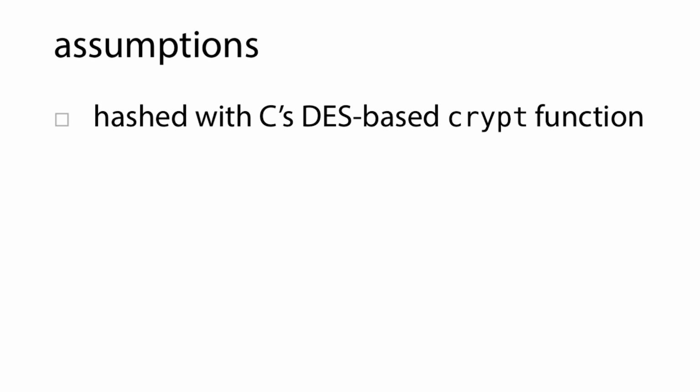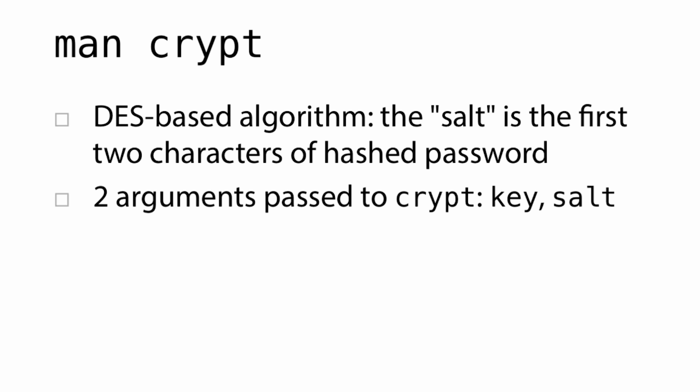Next, we'll want to crack that password. To do this, we're going to make a couple of assumptions. The first is that all of the passwords are going to be hashed with C's DES-based crypt function. Take a moment and check out the manual page for crypt, where you'll find that for a DES-based algorithm, the salt is the first two characters of a hashed password, and the crypt function takes in two arguments, the key and the salt. So check out the passwords that we've provided to you and see what the salt in our case is.